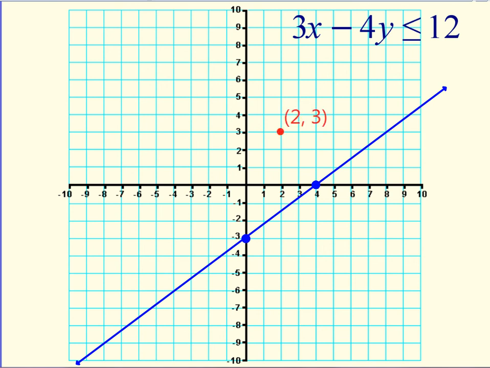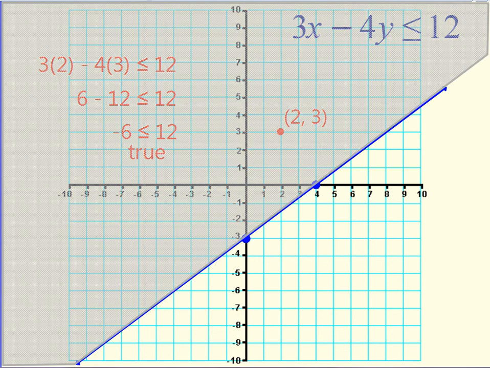Now we pick a test point. In this case, I'm going to pick the point (2, 3). Substitute that x value and y value into our original inequality. Simplify. 3 times 2 is 6. 4 times 3 is 12. And when we do that subtraction, I get -6 is less than or equal to 12. True or false? In this case, that's a true statement. -6 is less than +12. So that's the side of the graph I'm going to shade. Again, if that had been false, I would have shaded on the opposite side of my line.